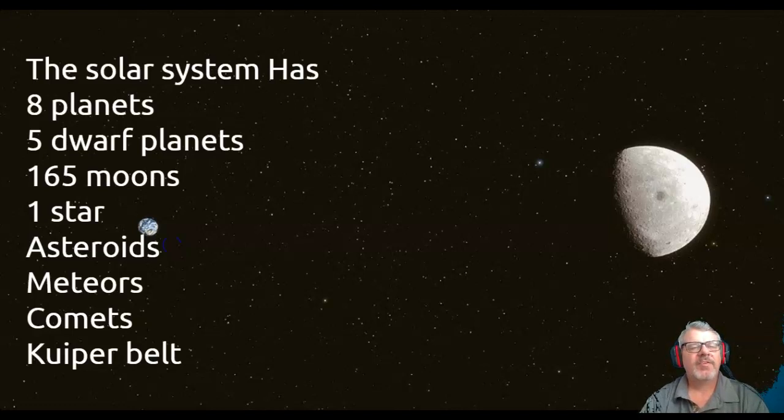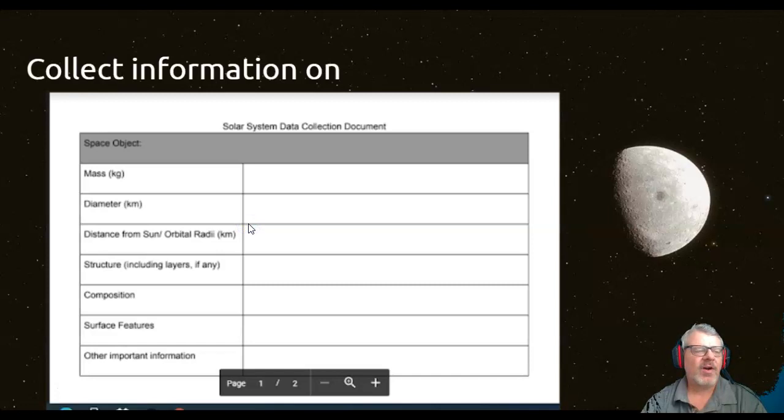The next part of the lesson is going to talk about all the different objects that are in the solar system. Our solar system has 8 planets. We have 5 dwarf planets, 165 moons. We have 1 star, we have asteroids, meteors, comets, and the Kuiper Belt. So we're going to start off and we're going to try to find out a little bit of information on each one of those. There's 15 different objects, and you're going to find a solar system data collection document.